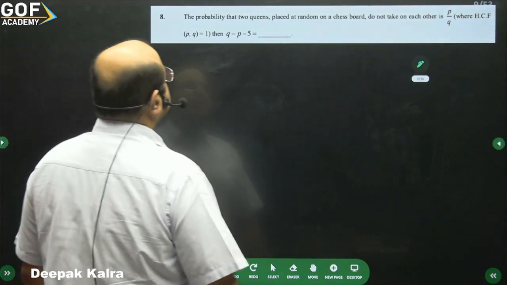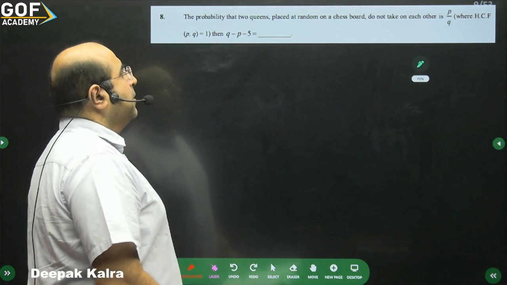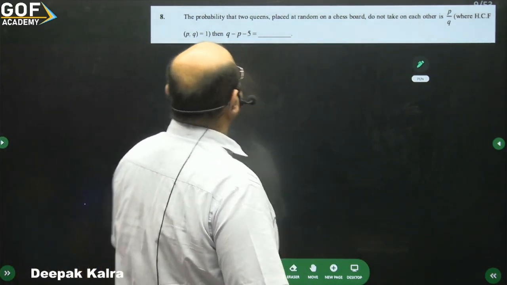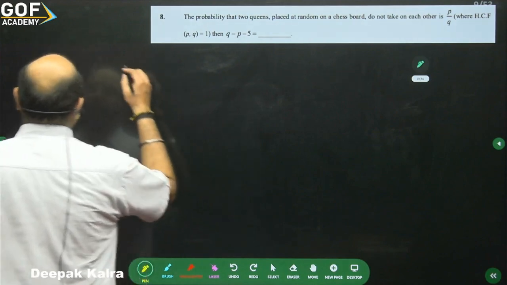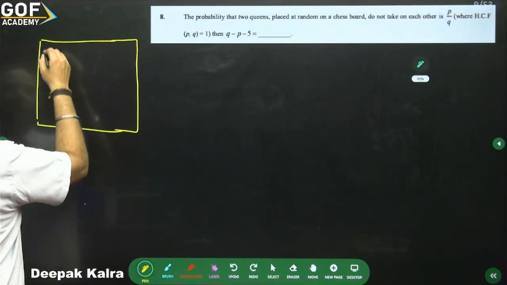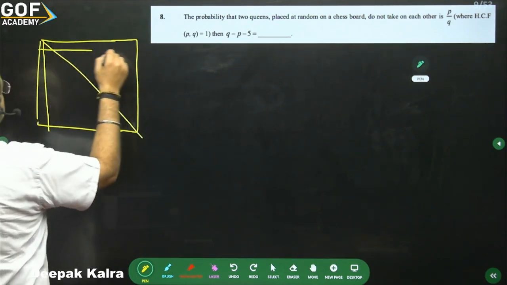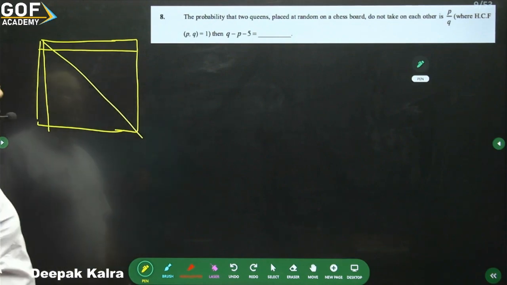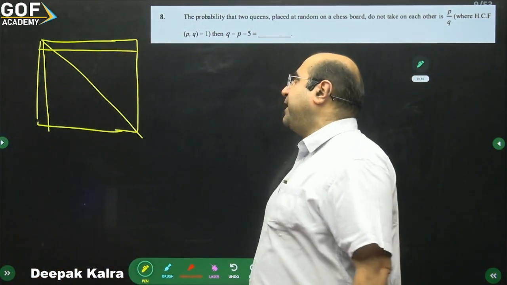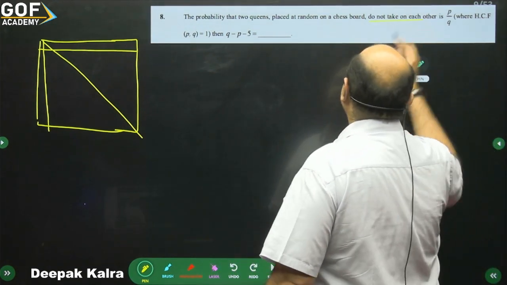The probability that two queens placed at random on the chessboard do not take each other is P over Q. You understand the queen's movement on a chessboard: they can move diagonally, vertically, and horizontally. So first of all, we need to find out that they do not take each other.